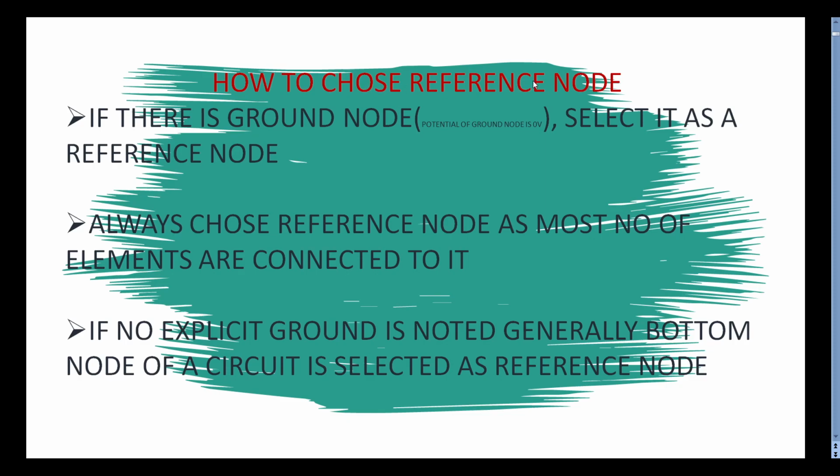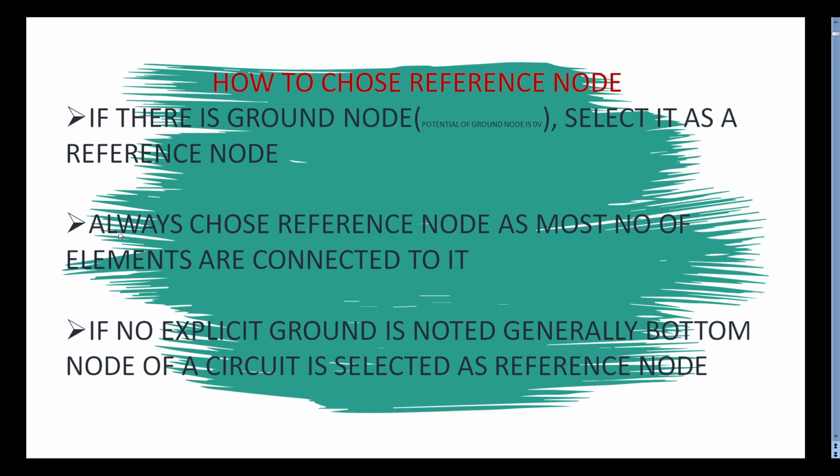How to choose the reference node? In a circuit we have many nodes. In those nodes, which node do I have to choose as the reference node? These are the 3 steps you have to follow while choosing the reference node. Step 1: If there is a ground node, by default you can select it as the reference node.